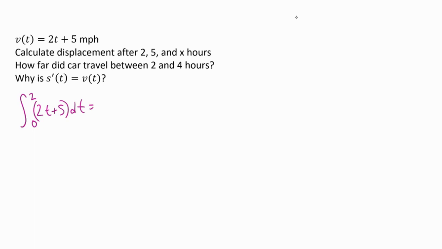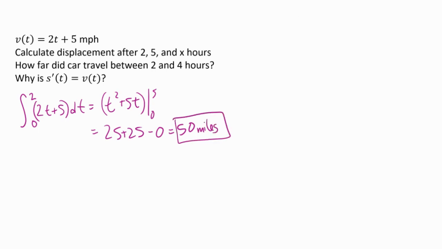So that is going to be the antiderivative, t squared plus 5t from 0 to 5. Plug in 5: 25 plus 25. Plug in 0. So I get 50. So that's the displacement. Oh, and we're in miles per hour. So we just get the displacement is 50 miles.